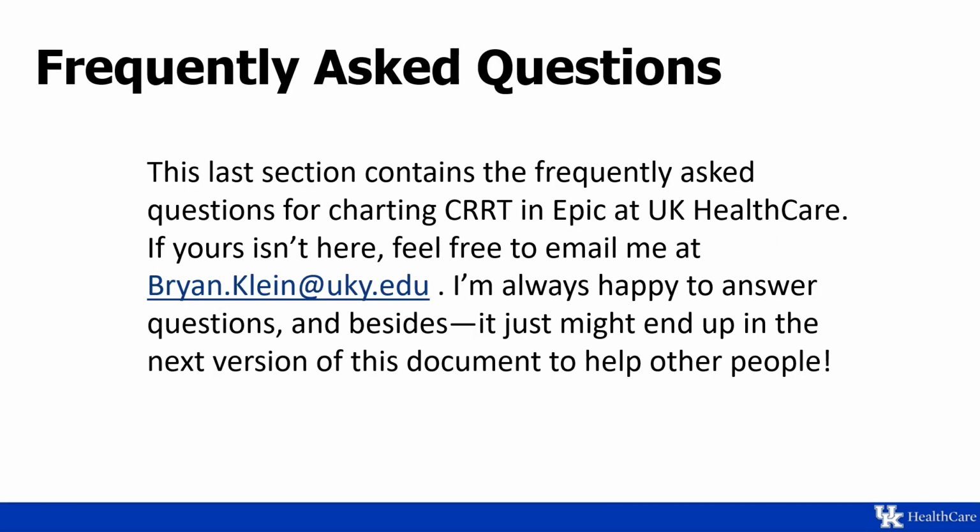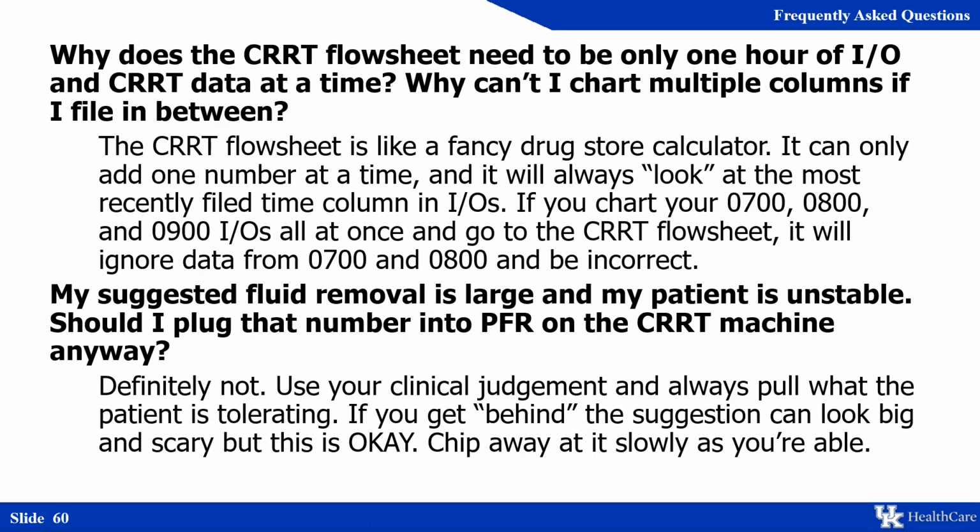I reserved this last section for questions that I'm frequently asked. People always have questions that aren't here as well, so feel free to email me and I can add them to the next version. So the first question is, why does the CRRT flow sheet need to only be 1 hour of data at a time? Long story short, Epic is really good at math. It is not good at thinking. Maybe in the future AI will be able to do all this work for us, but at this time you still got to feed it the data the way that it wants, and it wants it hour at a time.